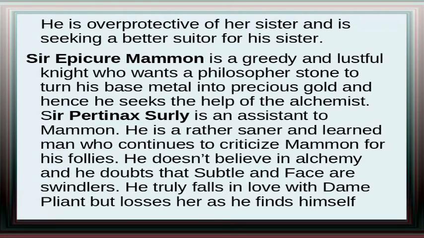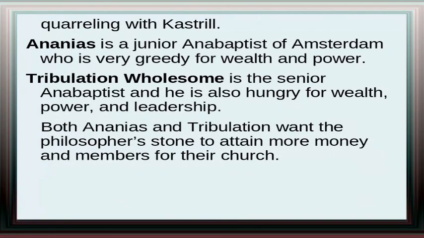Sir Epicure Mammon is a greedy and lustful knight who wants a philosopher's stone to turn his base metal into precious gold, and hence he seeks the help of the alchemist. Sir Pertinax Surly is an assistant to Mammon. He is a rather saner and learned man who continues to criticize Mammon for his follies. He doesn't believe in alchemy, and he doubts that Subtle and Face are swindlers. He truly falls in love with Dame Pliant but loses her as he finds himself quarreling with Kastril.